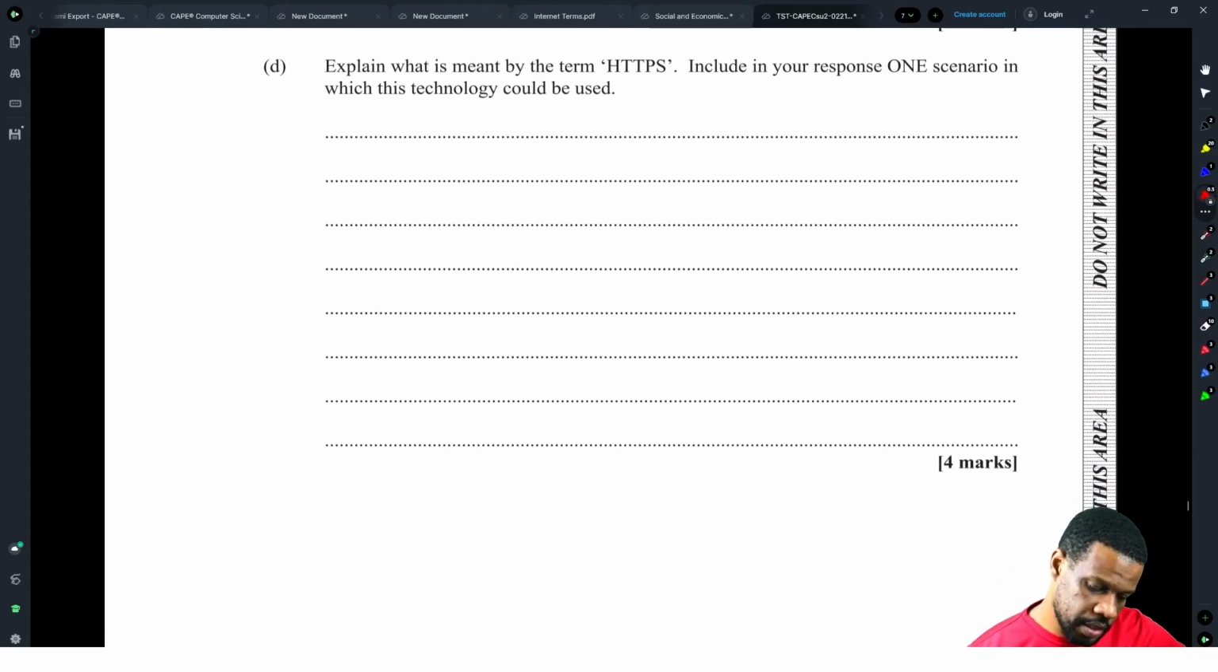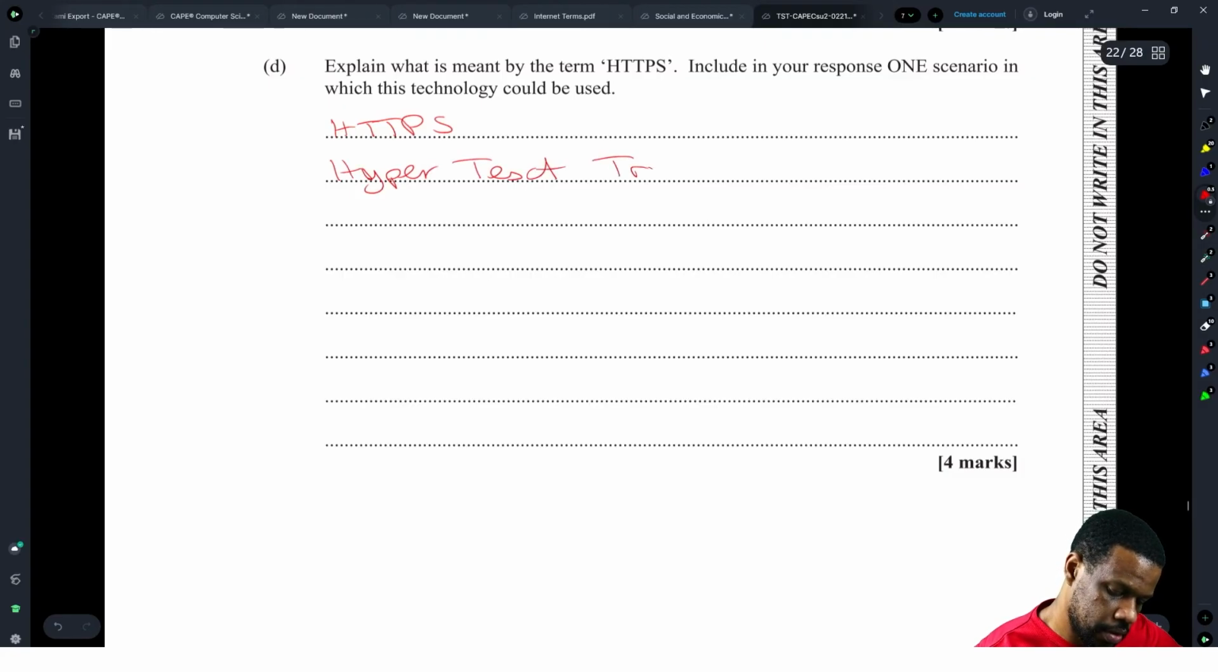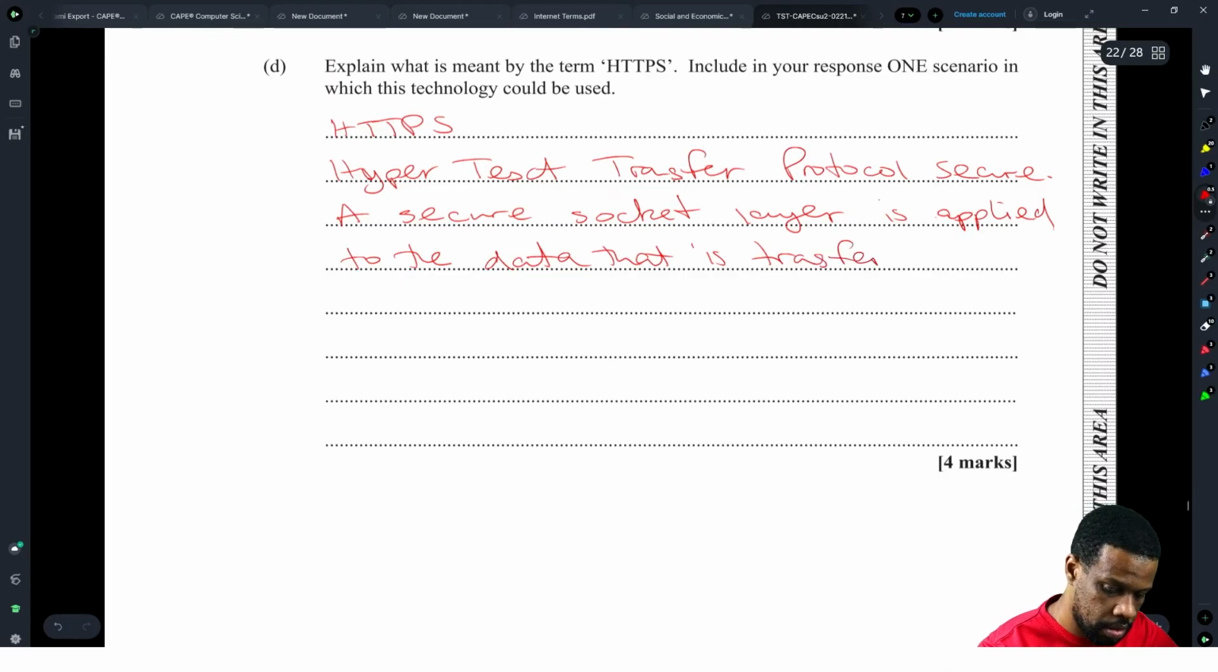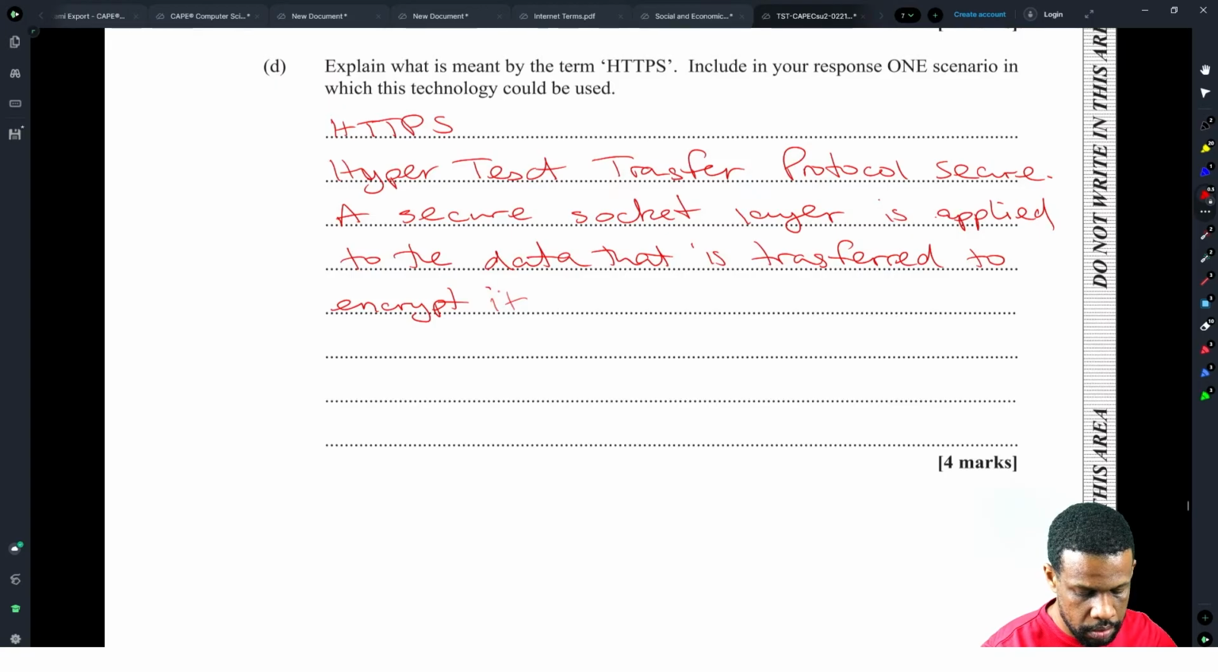Explain what is meant by HTTPS, including a scenario where it could be used. Okay. HTTPS stands for Hypertext Transfer Protocol Secure. That means a secure socket layer is applied to the data that is transferred to encrypt it, making it more secure.